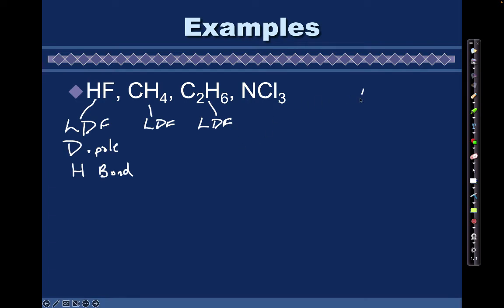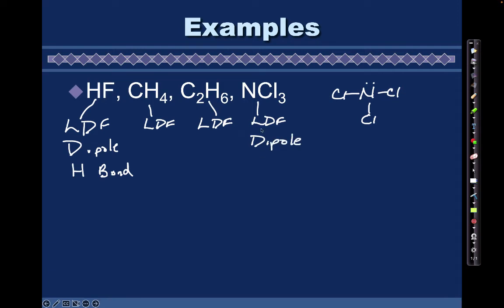All right, so we already know what the shape of this one looks like because we did this earlier. It's trigonal pyramidal, which is asymmetrical, which means it is polar. Everything is capable of LDF though. It's polar, so it's also capable of dipole-dipole.